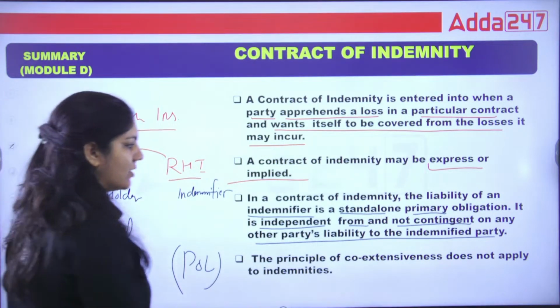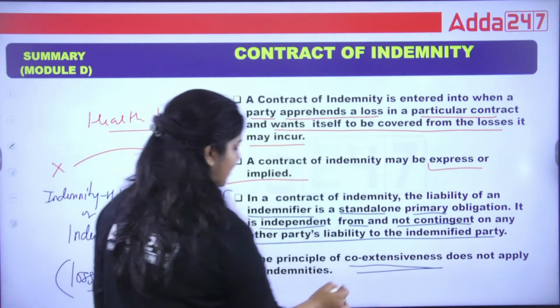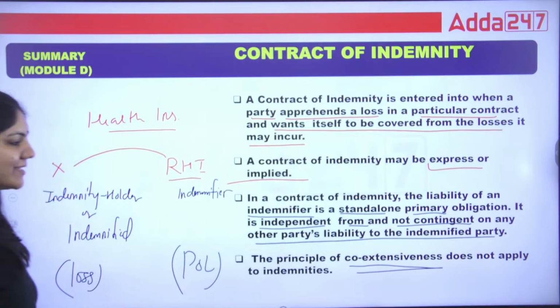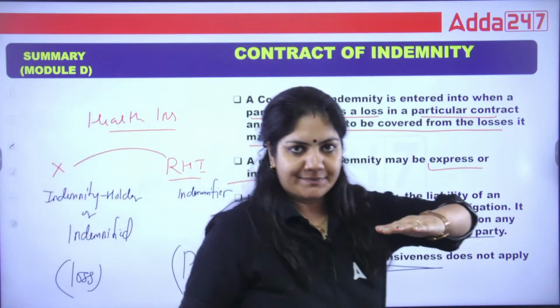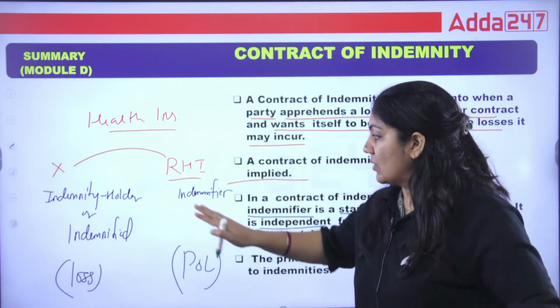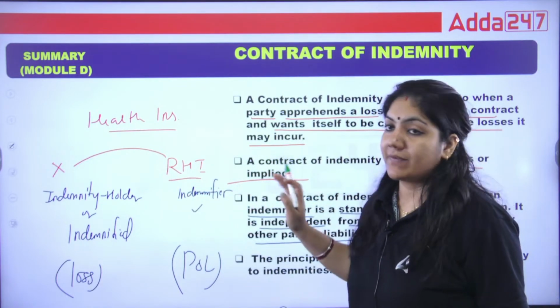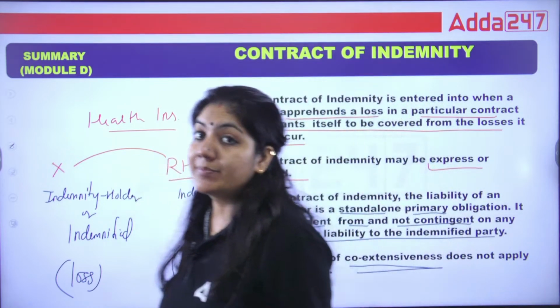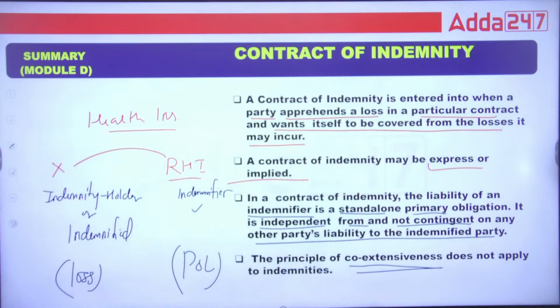And the principle of co-extensiveness does not apply to indemnities. So what is co-extensiveness? Co-extensiveness is basically the liability that will not go parallel, because only one person is liable, that is the indemnifier, and for that, in insurance, we also pay the premium. Okay, we also pay the premium.